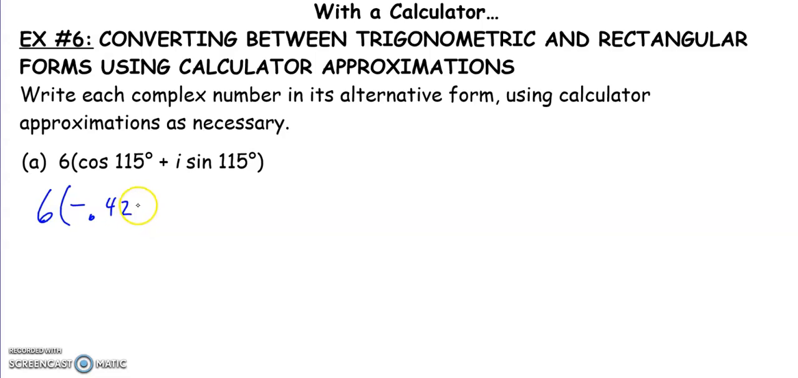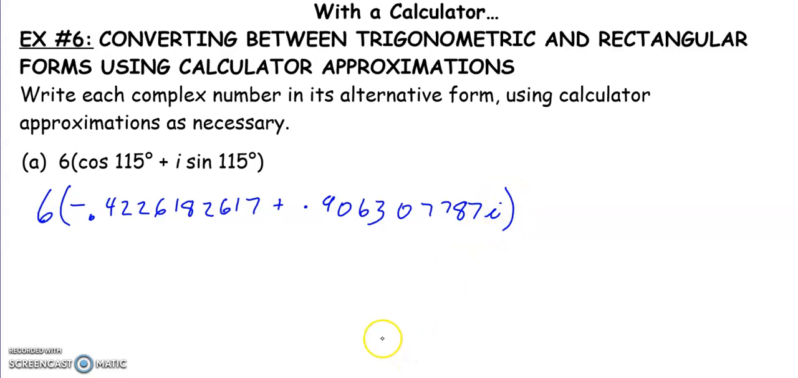0.4226182617, I'm going to write it all out, because the more decimal points, the better, plus 0.9063077787i.